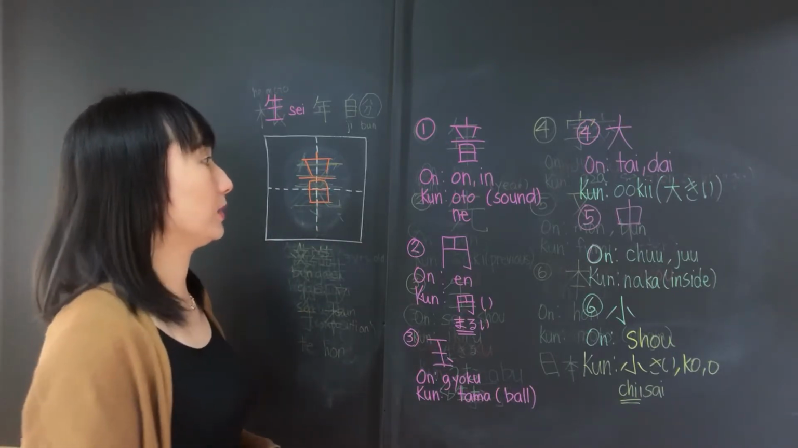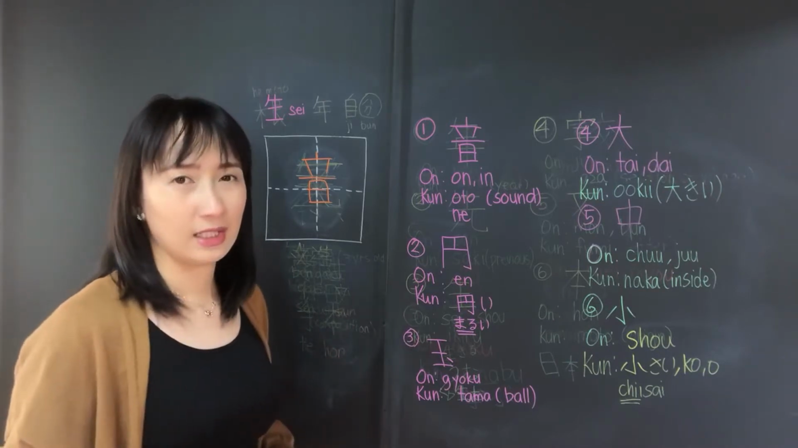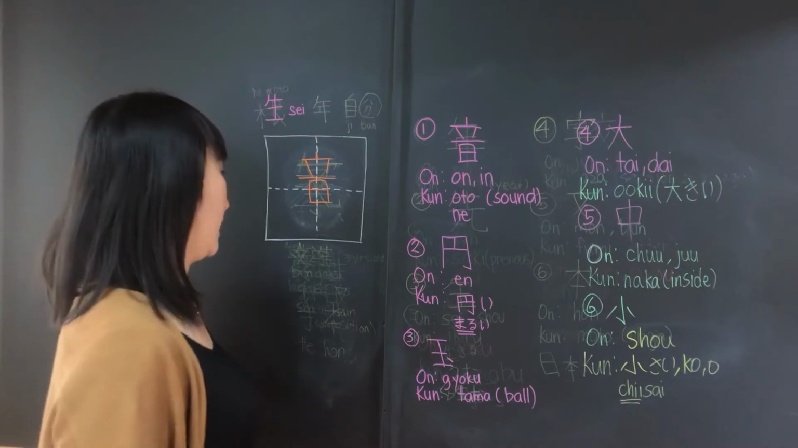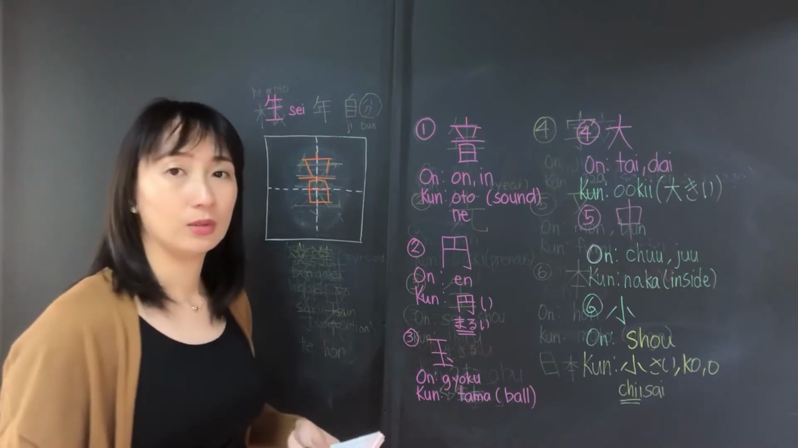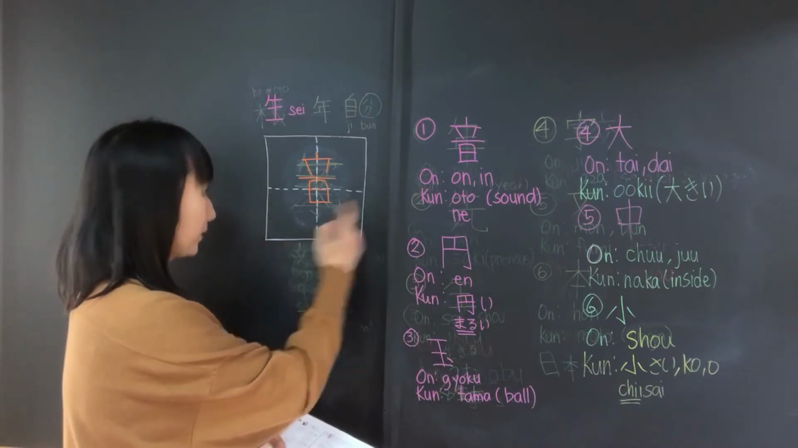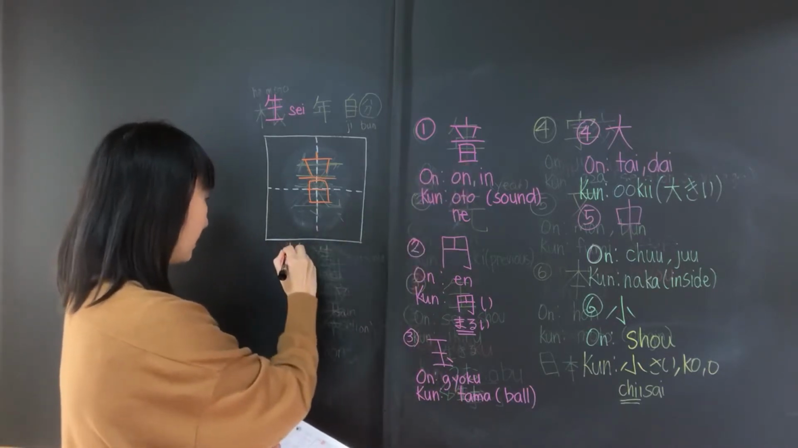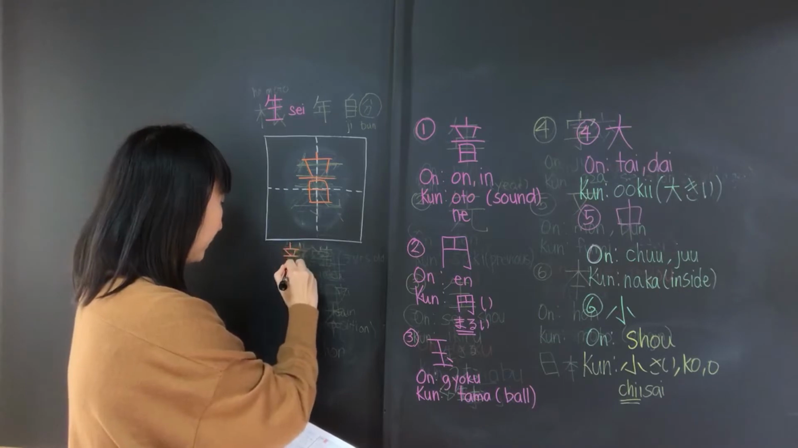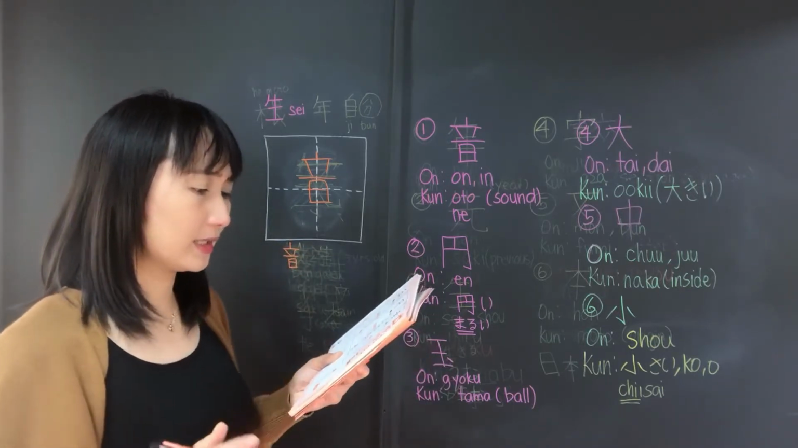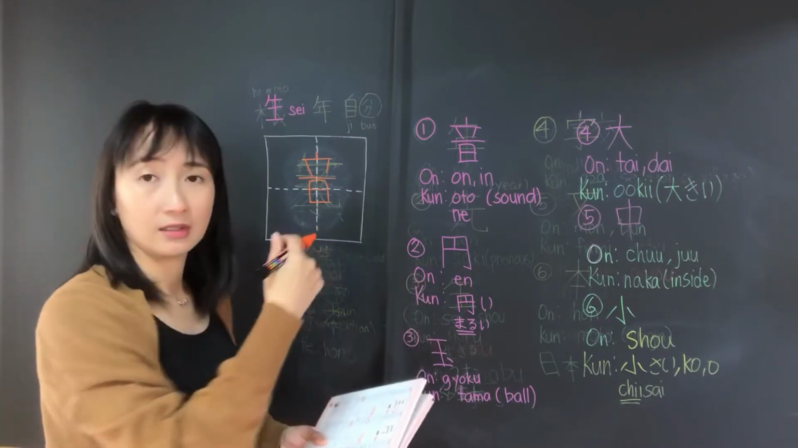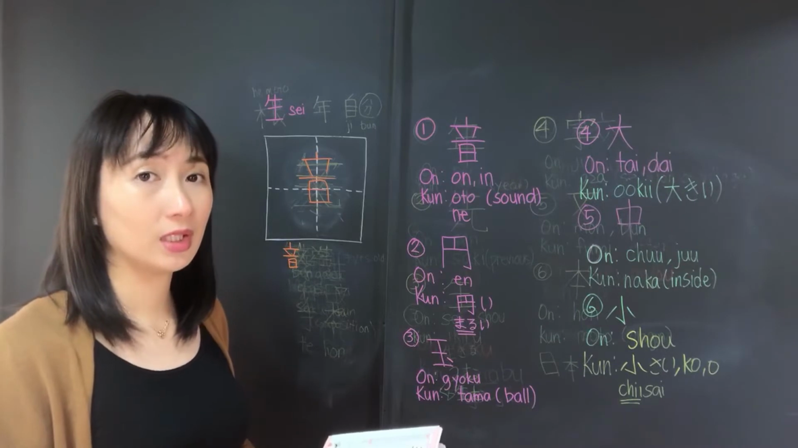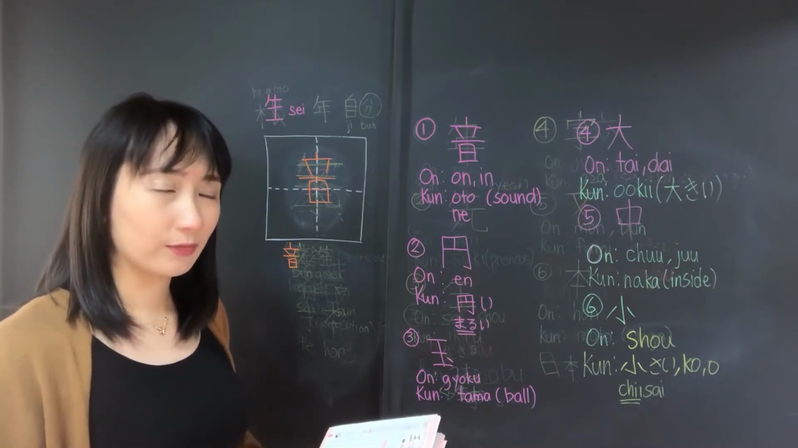Again, the onyomi are on, in. It has two kunyomi, oto or ne. Oto means sound. The example that I have for you is ongaku. On, this kanji first, then gaku. The gaku of ongaku is not the gaku for gakko, for school.